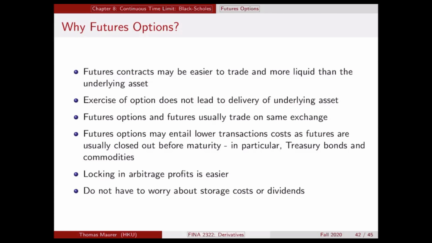And finally, if you think about storage costs or dividends, it will turn out that with futures options you don't have to deal with these quantities, and also convenience yield. The reason is because both in options and in futures contracts, storage costs, dividends, and convenience yield are showing up exactly in the same way, and therefore these quantities will cancel out. While if you write options directly on an underlying asset, then you may have to deal with these quantities.